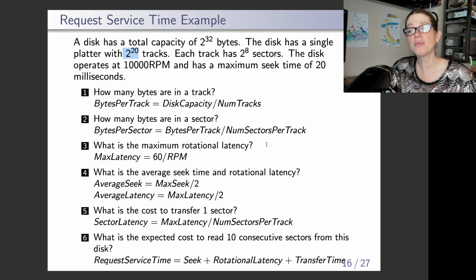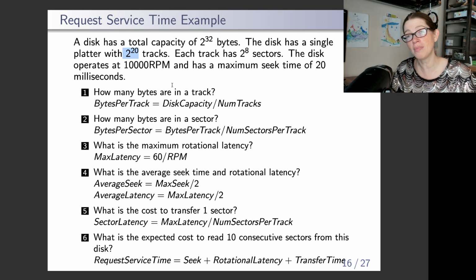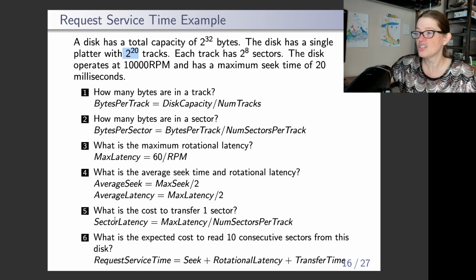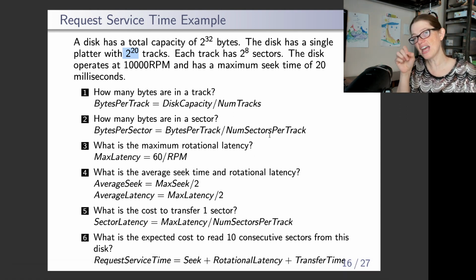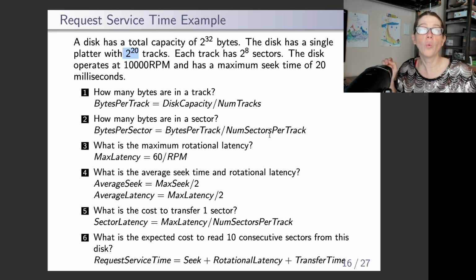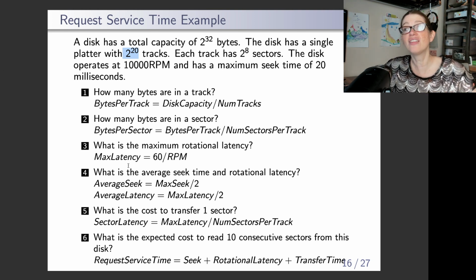To figure out the maximum rotational latency, this is one of those things where you've got to figure out how many times we have a revolution per minute. Now I need to know how long does it take to do a single rotation. So you're going to be doing something of the likes, 10,000 revolutions in 60 seconds is equal to one revolution in ? seconds. So you end up with the maximum latency, the cost to rotate the platter once, is 60 divided by the revolutions per minute.